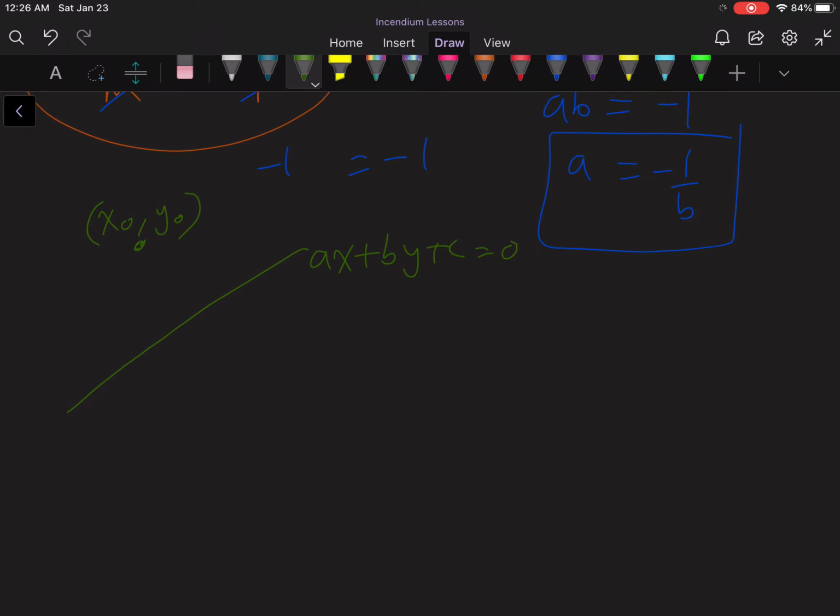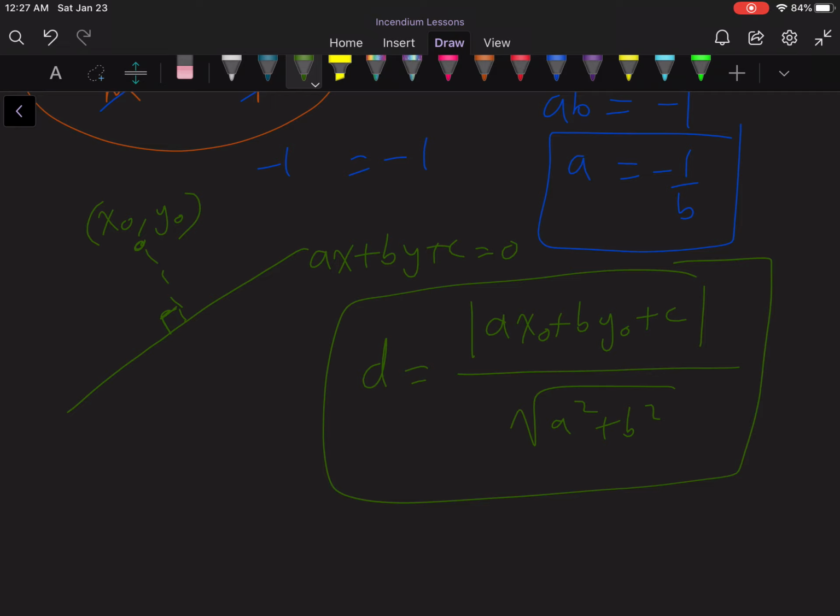Alright, so the goal is to find this dashed distance, and this would be the shortest distance between the point and the line because it's at a right angle. And the formula for this is distance equals the absolute value of a times x naught plus b times y naught plus c, over the square root of a squared plus b squared.